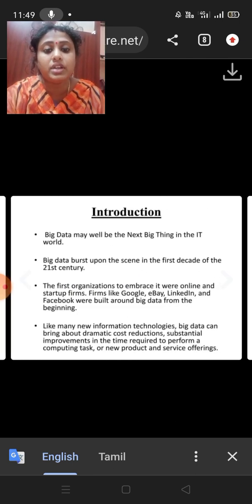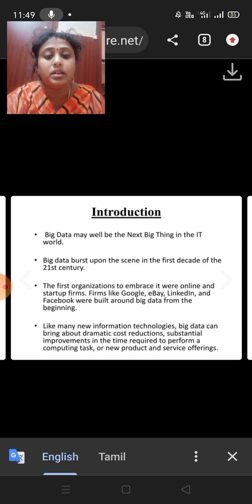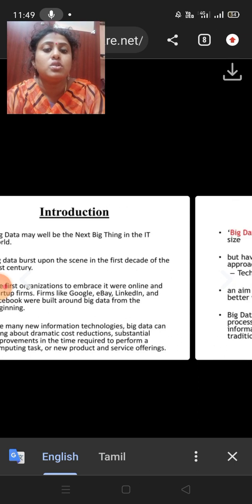Big data is a very big thing in the IT field, and in the 21st century big data plays a very big role. It is used in Google, eBay, LinkedIn, Facebook and all. From the beginning, big data's performance is very important. Like many new information technologies, big data can bring about dramatic cost reductions, substantial improvements in the time required to perform a computing task, or a new product and service offering.